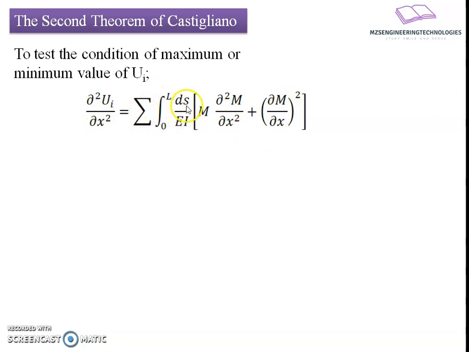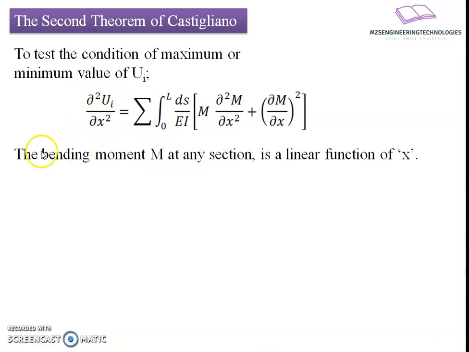Summation of 0 to L ds upon EI is constant. u into v was the equation here. So m into ∂²m/∂x², the second derivative of ∂m/∂x. In the second case, it will be (∂m/∂x) whole square. Okay, this will be the resultant with reference to the second derivative, the minimization of the deflection caused by that force.